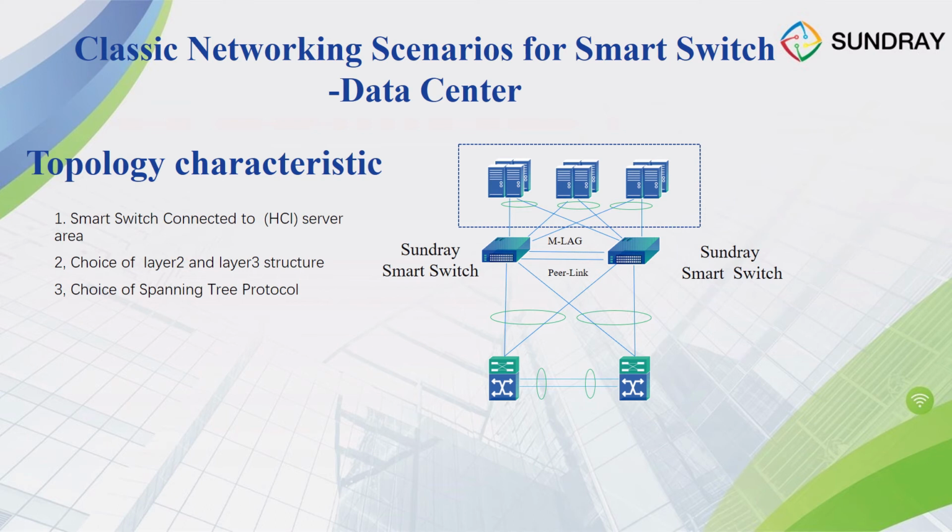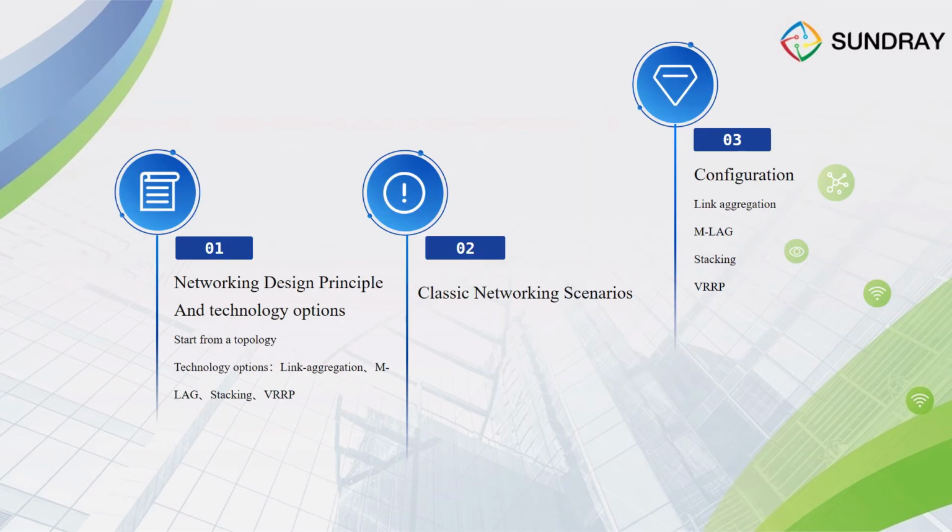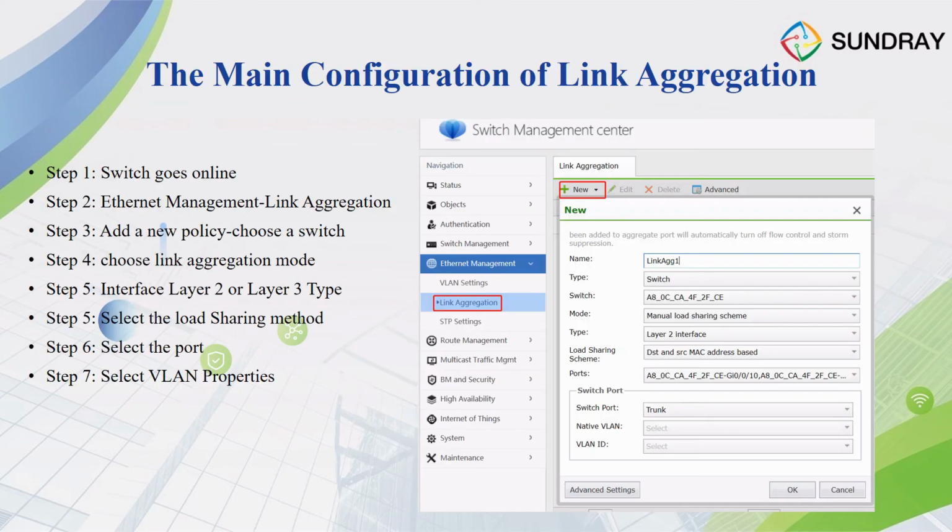Let's see the third part, the configuration. How do we do the configuration with a Sundray switch regarding the technologies we chose? For Link Aggregation, you go to the switch management center. In the switch management center, choose the switch that is already online and click Ethernet management. Go to Link Aggregation.